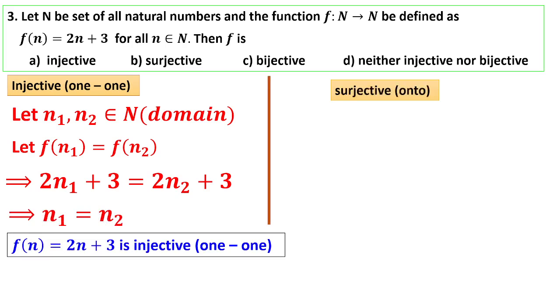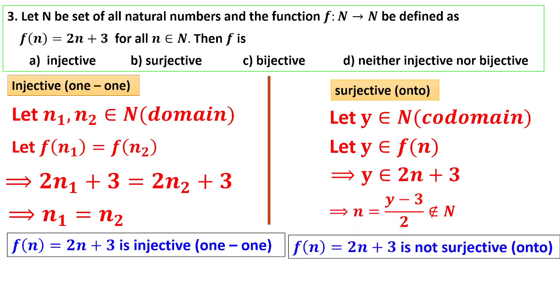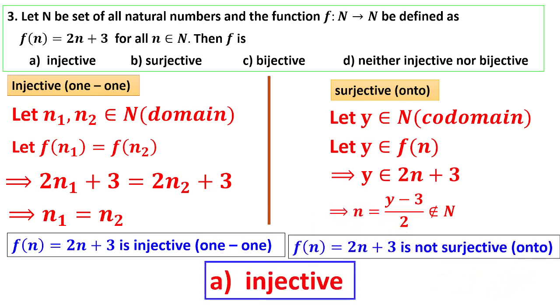Let us check whether it is surjective, that is onto. y belongs to capital N. Let us take it as the codomain. Remember that this y is a natural number. For y equal to f of n, y is equal to 2n plus 3, then n is equal to y minus 3 by 2, which is not a natural number. Therefore, f of n is not surjective. Therefore, it is only an injective function. It is only a one-one function. It is not an onto function.